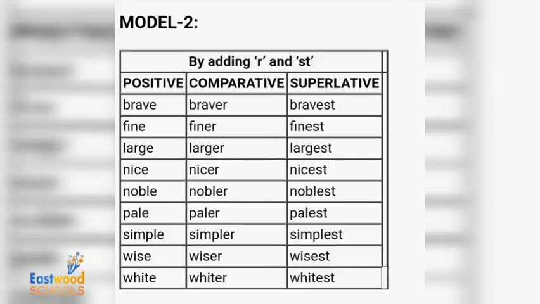The next group of adjectives are those that end with e, and they form their comparative and superlative by adding r and st respectively. They are brave, braver, bravest, fine, finer, finest, large, larger, largest, nice, nicer, nicest, noble, nobler, noblest, pale, paler, palest, simple, simpler, simplest, wise, wiser, wisest, white, whiter, whitest.